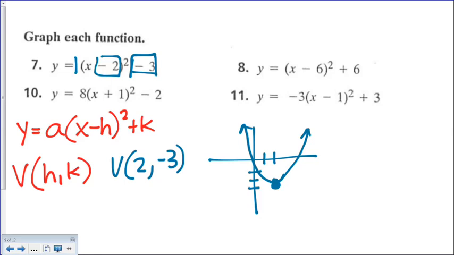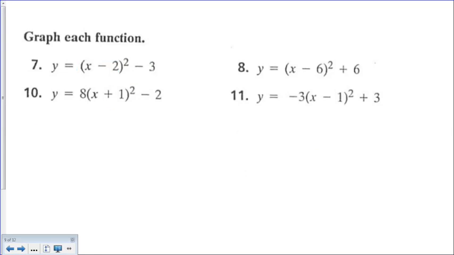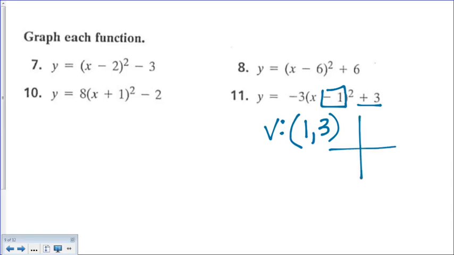So let's take a look at number 11, well, I guess while we're here looking at this. Okay. So if I were looking at number 11, again, I do the opposite of what's with x. So instead of negative 1, it would actually be positive 1. And I just take that for its word, 3. So my vertex is at (1, 3). Okay, so (1, 3). Okay, and A right here tells me it's negative 3, meaning it's going down.